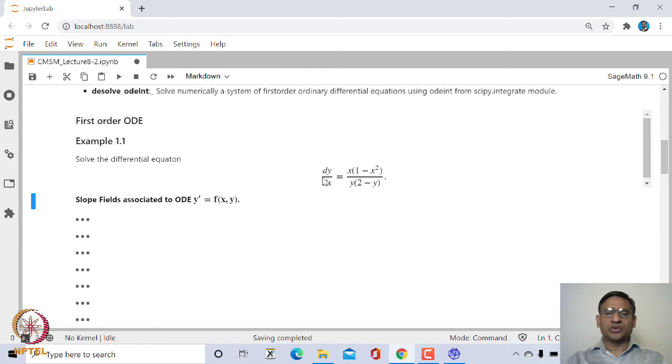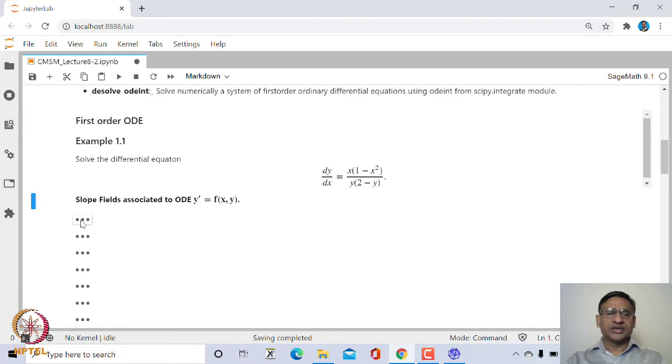So when we say slope field, what does it mean? dy by dx is nothing but the slope of the curve y equal to f of x, right. So this is your y equal to f of x. At every point you have the slope which is given by this value. So at each point the slope field will give you a tangent to this curve at that particular point x, y.